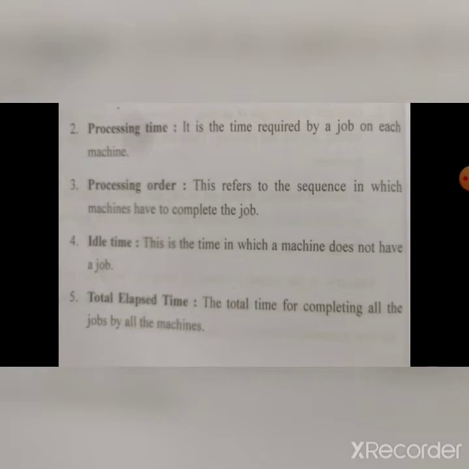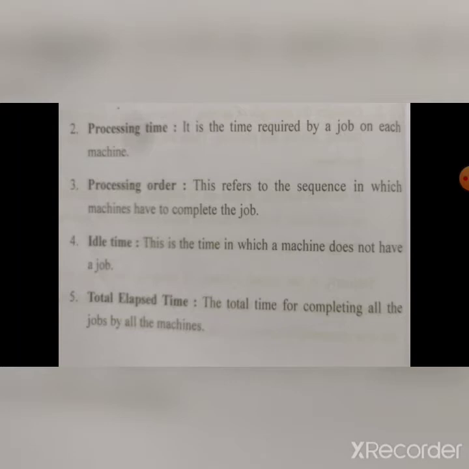Idle time. This is the time in which a machine does not have any job. This will be the machine sleeping time. Take the example of a book. Suppose you are printing one book on the first machine, then you have to come with the next machine, the binding, only after completing printing. So for the next book, after printing only we have to come with the first machine. So you have to wait for some time. That time is considered to be your idle time.